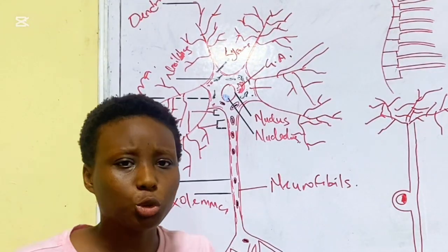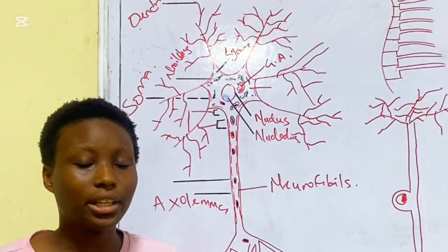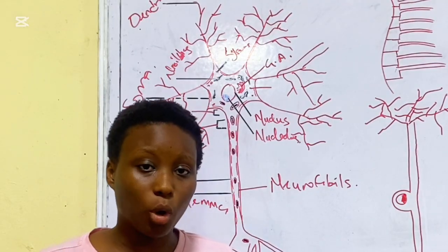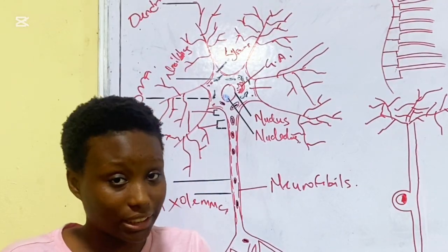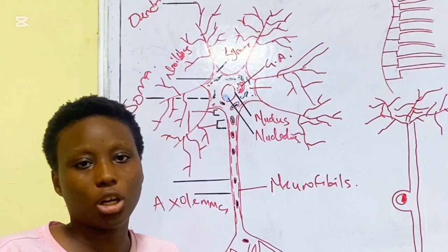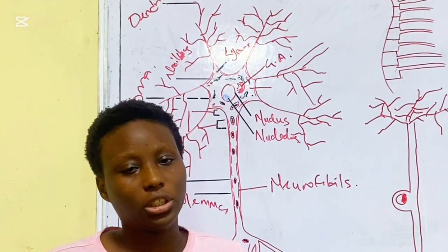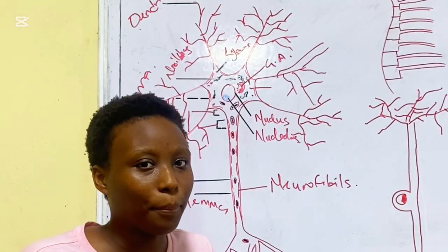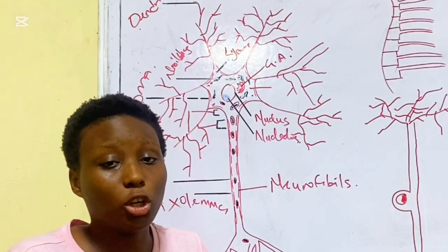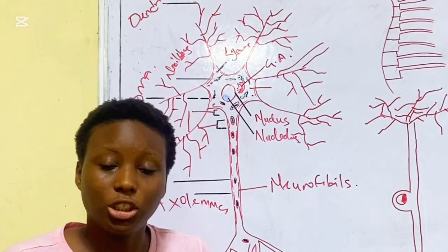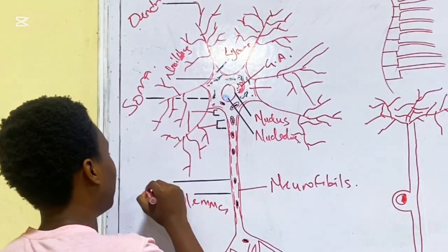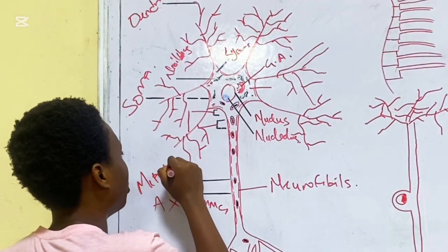Now, important to note, the axon does not contain any Nissl bodies. The cytoplasm of the cell, the soma, contains Nissl bodies. Even the dendrites contain Nissl bodies, but the axon does not. Instead, what the axon contains are mitochondria, because a lot of energy is going to be used in the transmission of electrical signal. So this is mitochondria.